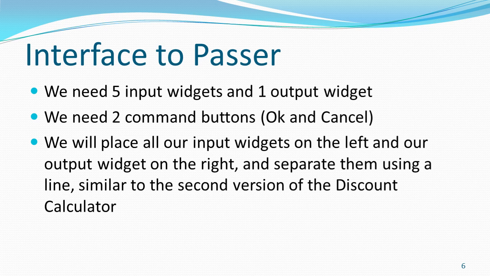So here's the interface to the passer function. We need 5 input widgets and 1 output widget. We're going to need 2 command buttons, OK and cancel. And similar to the second version of the discount calculator that we developed, we're going to place all our input widgets on the left. Our 1 output widget will be on the right, and we're going to separate the two using a vertical line.